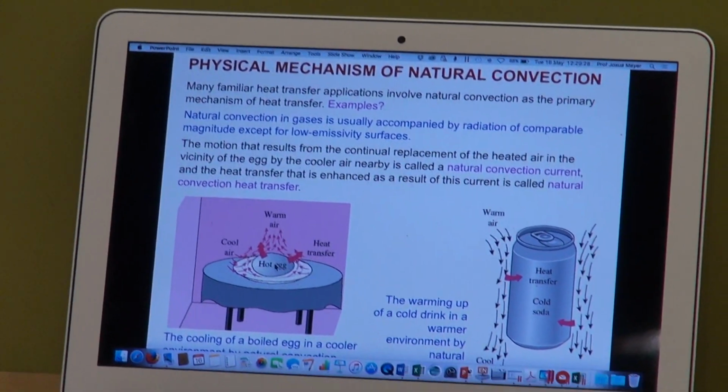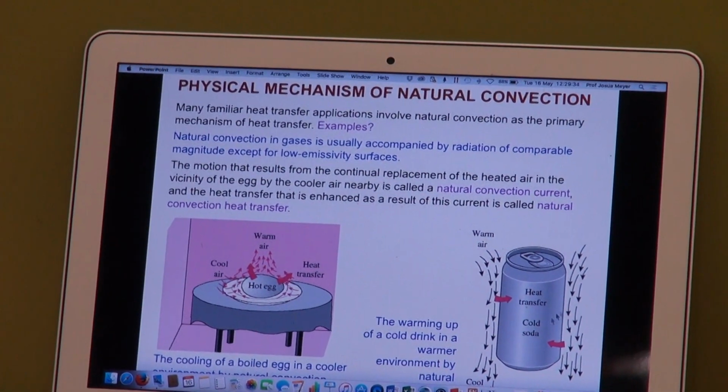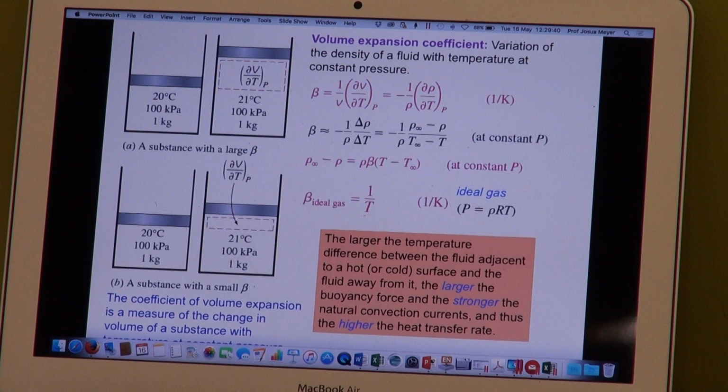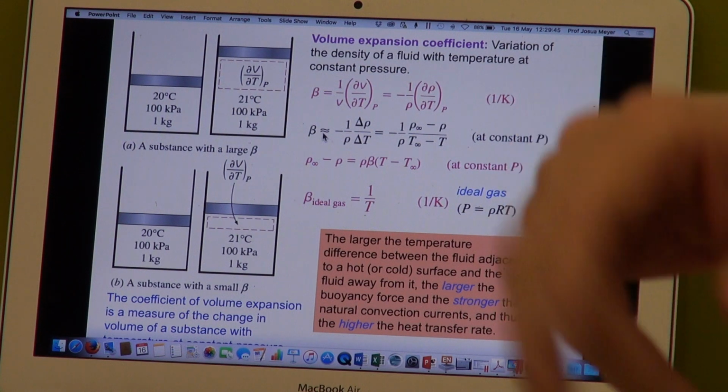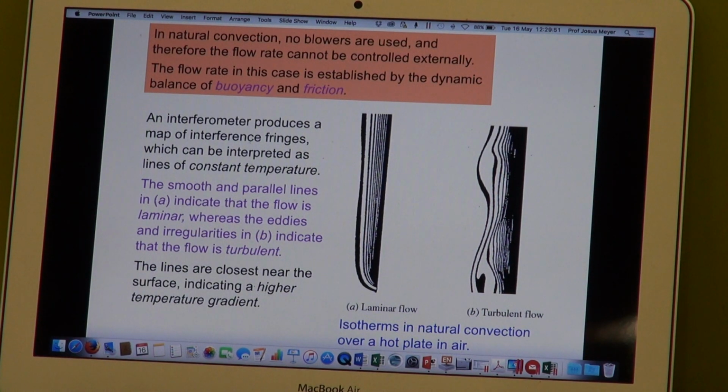As you can see here, we've got the egg, which is being cooled in air, and here the soda can, the buoyancy that I've shown to you. There is the derivation of beta, writing it from changes in densities to changes in temperature. That is the result typically of an interferometer. It shows isotherms of constant density, and looking at those pictures we can get an indication of the streamlines. So here on the left would typically be laminar flow, and here on the right would typically be turbulent flow.